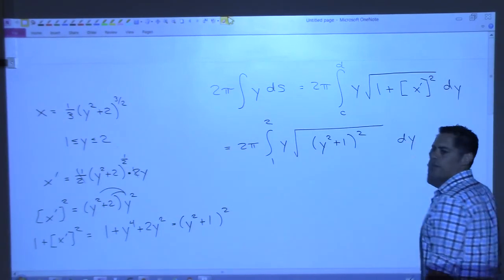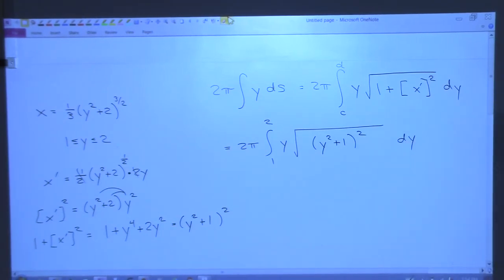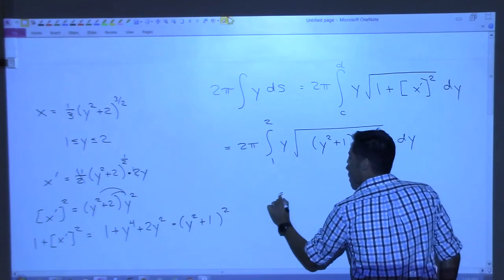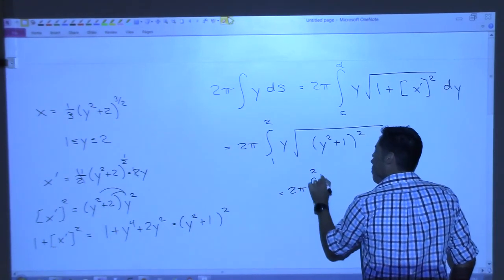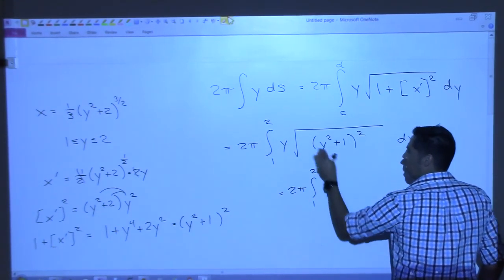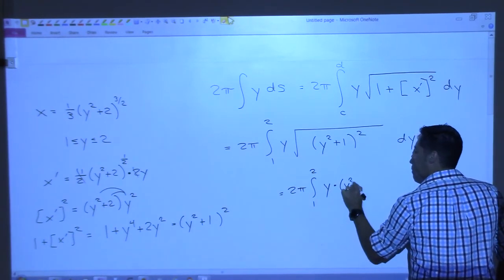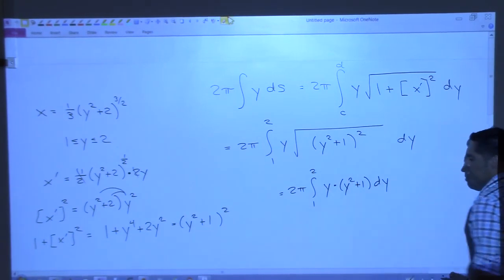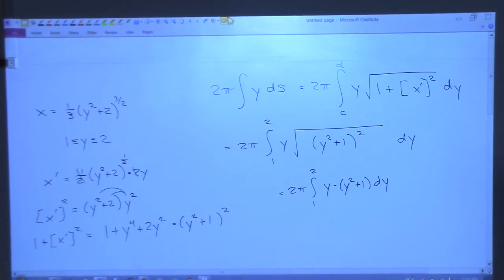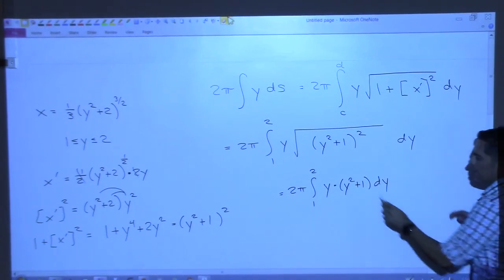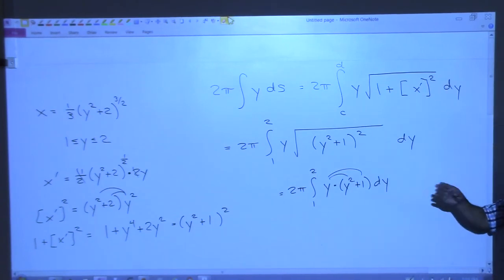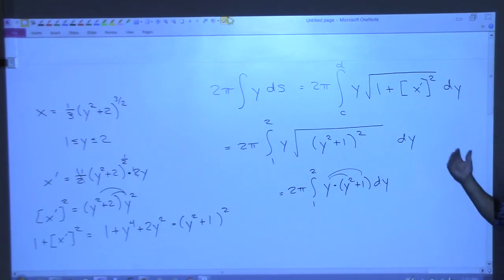Any questions on what I'm doing here? So this is just 2 pi integral 1 to 2 y times, when I root that squared thing, I just get y squared plus 1 dy. And how would you integrate that? Distribute, right? Multiply this through first, and then just do each one term by term. And you're integrating with respect to y, so everything worked out. Okay? Dot, dot, dot. We good?